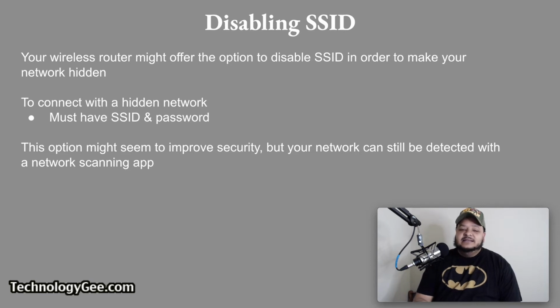So disabling the SSID basically means that your network is not broadcasting your SSID. So if you turn on your phone and you start searching for networks to find, it's not going to advertise your network. It'll be essentially, quote unquote, invisible until somebody breaks out a network scanning app.